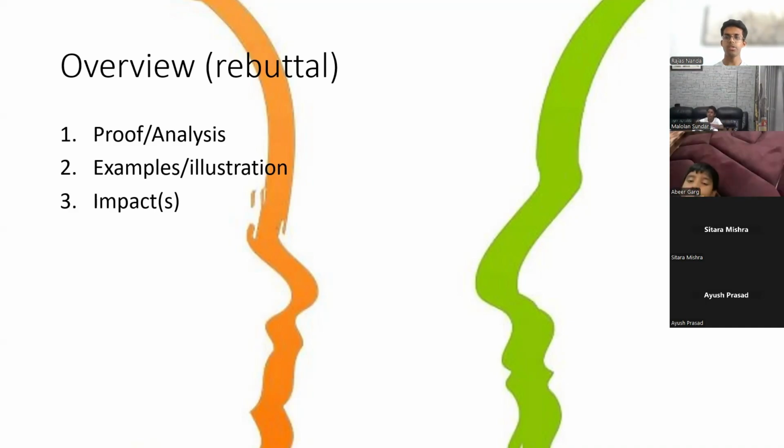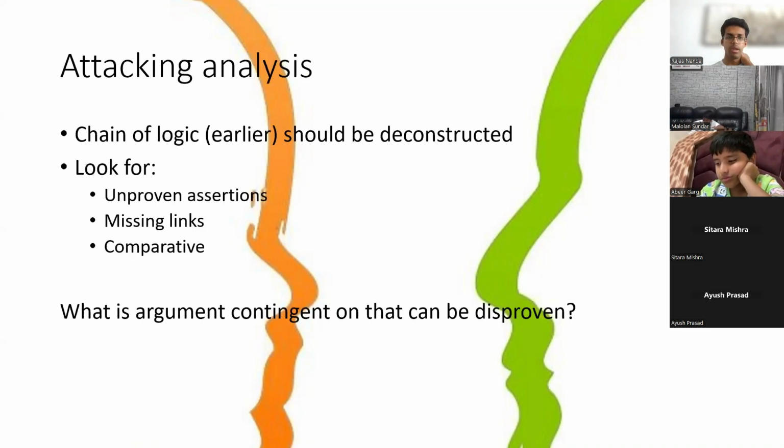Okay. So now for the rebuttal side of things, you can see the overview is actually very similar, because each thing which you do in the argument should be and can be rebutted. So the analysis can be attacked, the illustrations can be flipped, and the impacts can be mitigated. So let's go into how you can attack each bit of an argument separately.